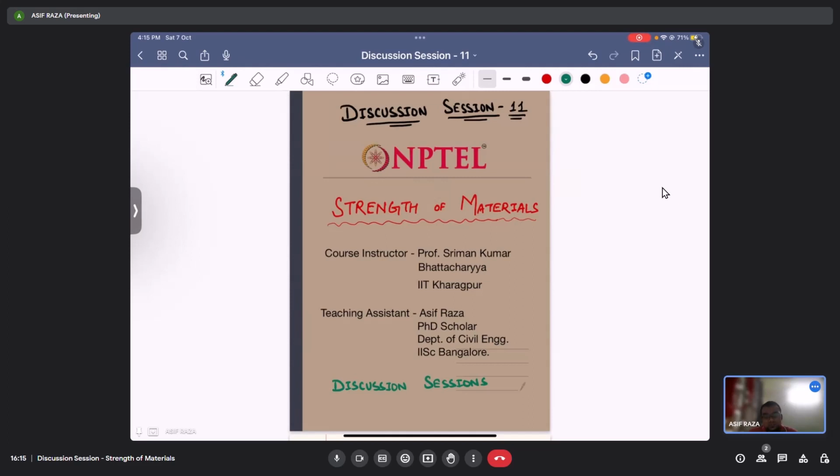So this is the 11th week of the discussion session, and this is the second last session. After this, there would be one more session that would wind up the discussion sessions. Today's session would involve the questions relevant to assignment number 11, which is prominently related to columns. Before discussing the questions, I'll give a brief overview of the important things needed to solve the assignment. So let's start.